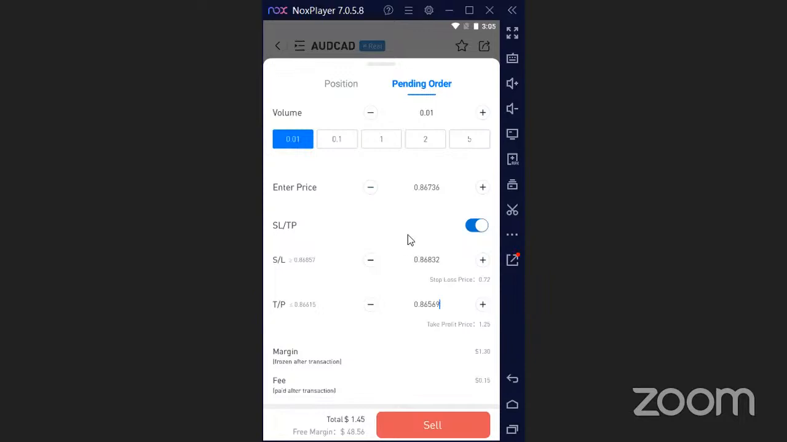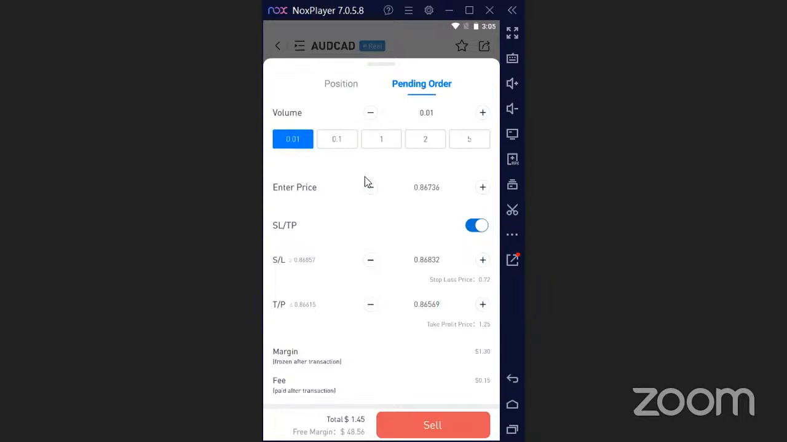We are setting a sell limit on AUDCAD. Click on sell, and while the box pops out, you see a position and pending order. Click on this pending order. Come to enter price here. This is where we are going to be entering the price where we want our market to get triggered from. Come to this price now and type 0.86736.